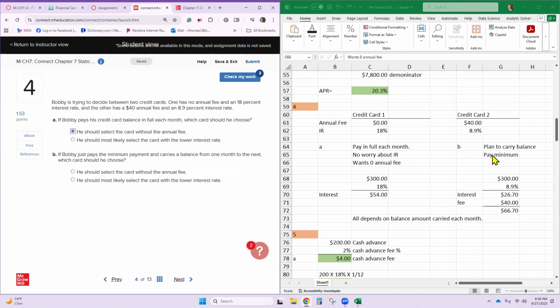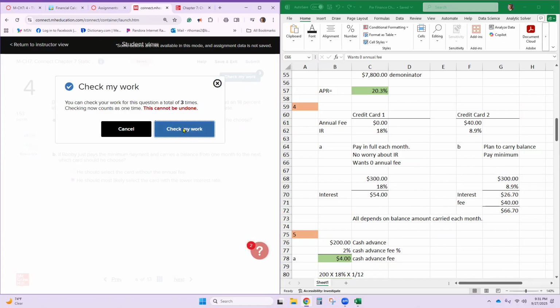Okay, now the other one, it says if Bobby just pays the minimum payment and carries a balance from one month to the next, which card should he choose? Now we don't know what this balance is that he's carrying, but just considering the annual fees and the interest rates, they're suggesting that he consider this card, and I'll show you what I mean when I show you some balances here. So the second one is if you're just going to pay the minimum payment and carry a balance, then you need to pick the one with the lower interest rate.